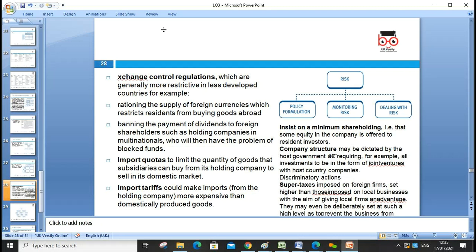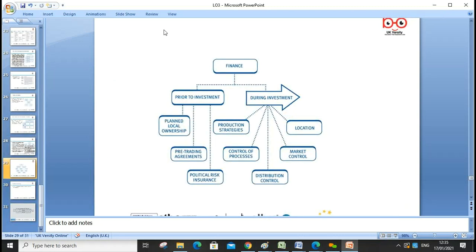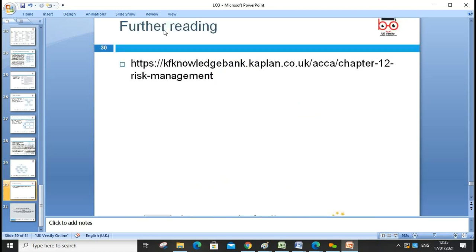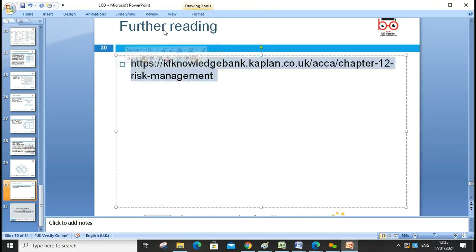Do we have a risk department? If we have, that's good, that will help to reduce risk. When we look at finance, prior to investment we need to look at planned local ownership, free trade agreements if we have them, and political risk insurance we can get. During investment, we need production strategies to control processes, distribution control, and market control, and these will help to minimize the risk. To understand further, I copied a link to be read, please.